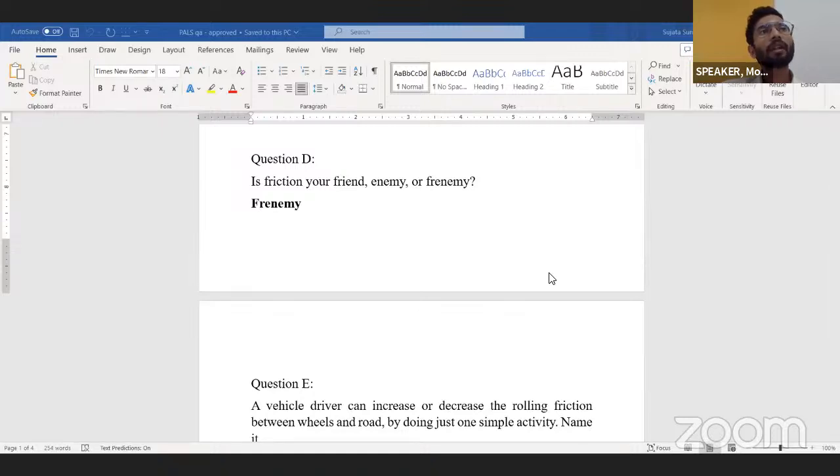Is friction your friend, enemy, or a frenemy? As I have stated, friction actually depends upon the situation. Friction helps the vehicle to move forward, whereas in the case of the shaft, friction actually reduces the efficiency of the shaft's rotation. So it's actually a frenemy answer.